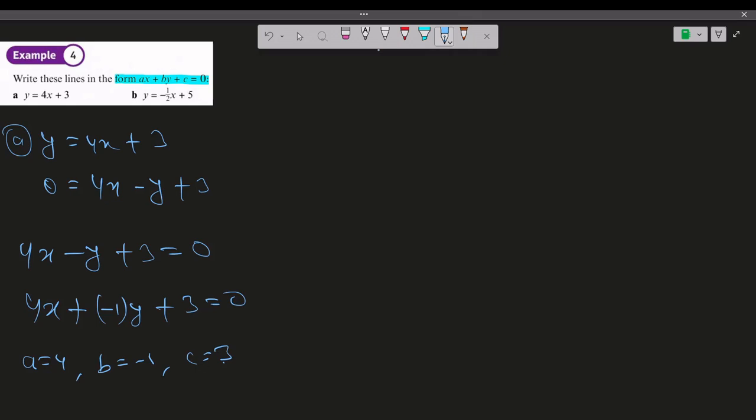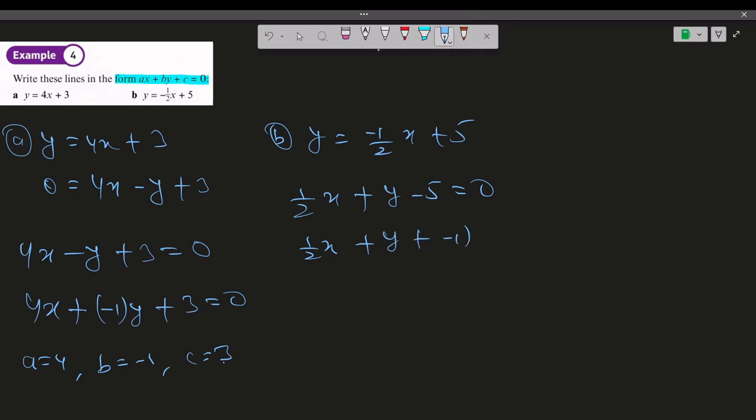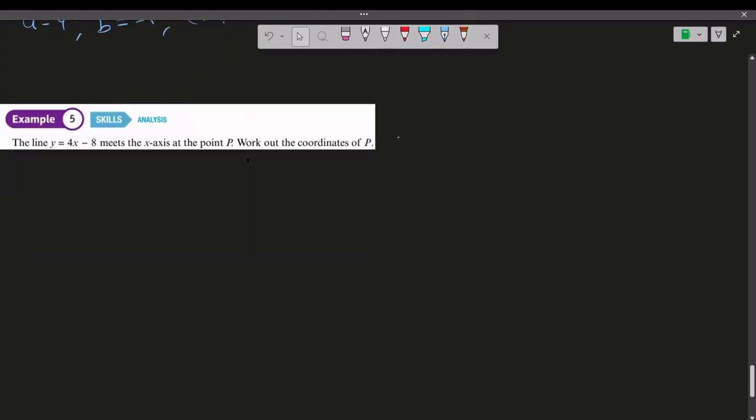Same way we can do this also. y equals how much? y equals minus 1 by 2x plus 5. Yes. Okay, let us shift this way. So this will be 1 by 2x plus y minus 5 equals 0. That's it. If I compare it, it is nothing but 1 by 2x plus 1 times y plus minus 5. Let us write this one, plus of minus 5, equals 0. And here a, b, c we can get. Okay, so this is example 4.